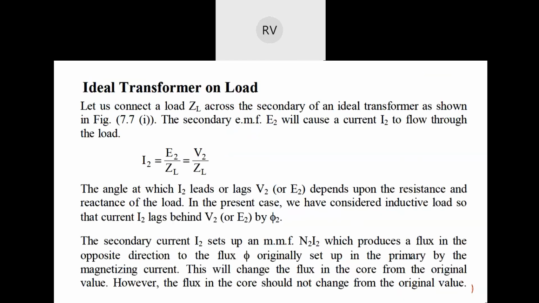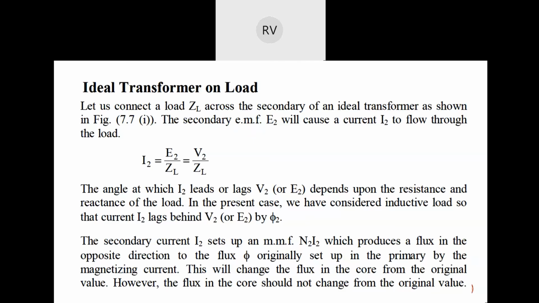Now, the angle at which I2 leads or lags V2 or E2 depends upon the resistance and reactance of the load. First of all, I2 is given by E2 by ZL or V2 by ZL, whatever you want to take. Now, the angle at which I2 will lead or lag the voltage will depend upon the resistance and the reactance of the load. In the present case, we have considered an inductive load, so the current I2 lags behind V2 by phi 2.